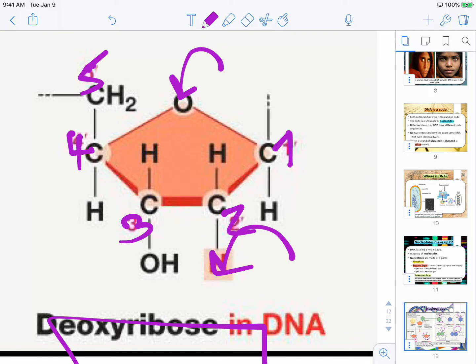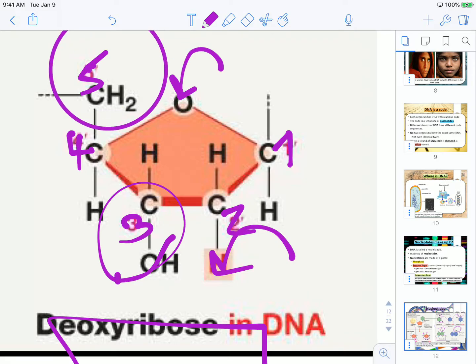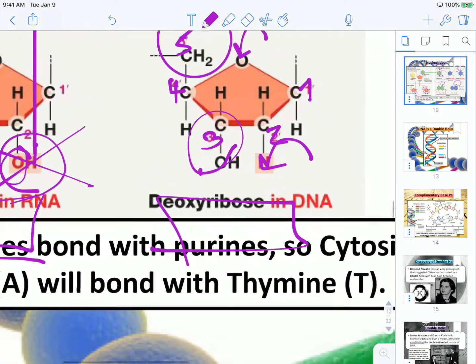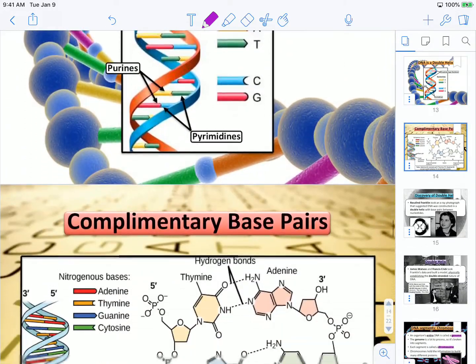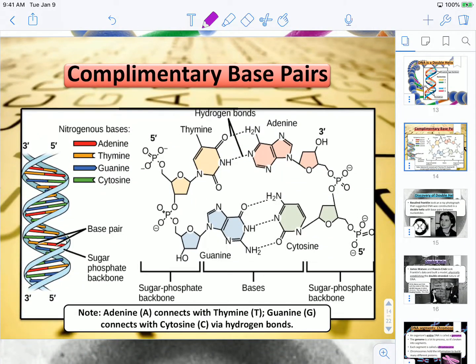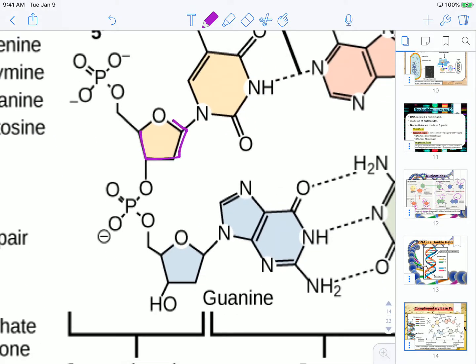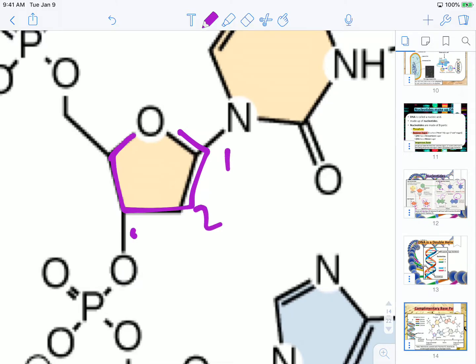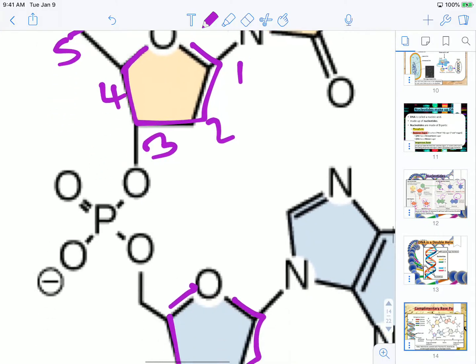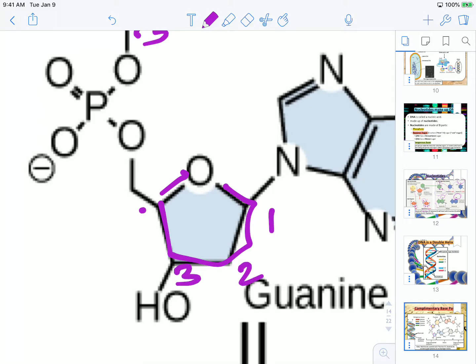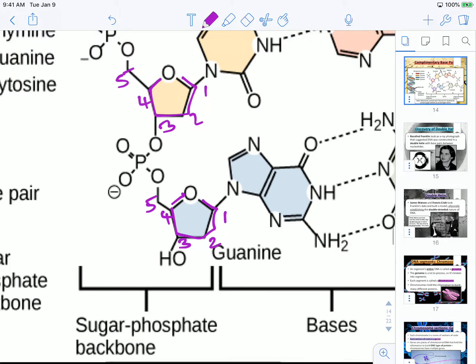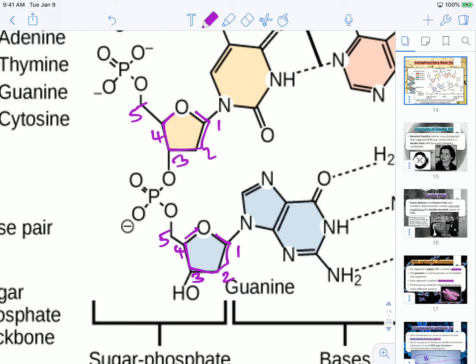So the most important carbons in deoxyribose are carbon 3 and carbon 5. So let's talk about why. If we go down to a picture of a nucleotide and we find our sugar here, we have deoxyribose there and there. Now our carbons. This is carbon 1, 2, 3, 4, and 5. 3 and 5 are the most important because they connect the chain.